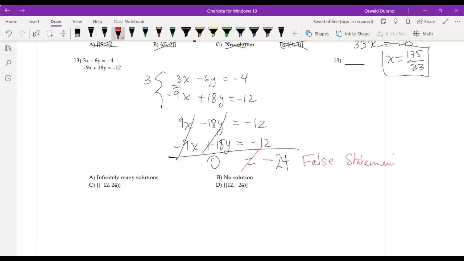So every time you come into the situation where the x variable and the y variable cancel out each other and it equates to 0, whatever it has to be equal to has to be the same. If it's not the same, it's a false statement, and it leads to no solution as an answer. Okay? That's what happened.